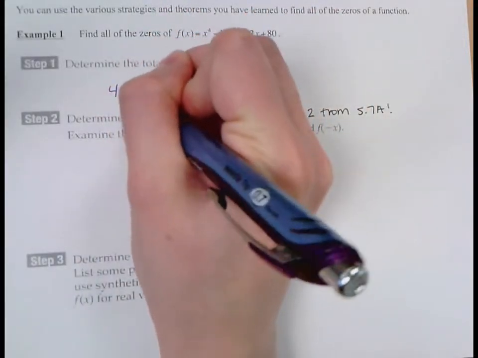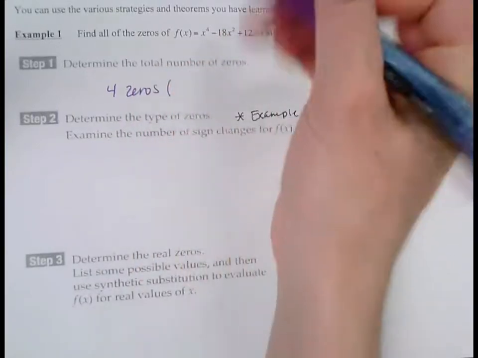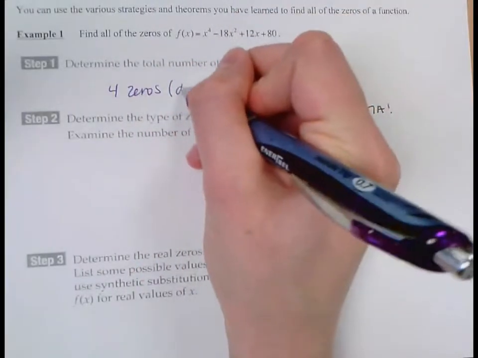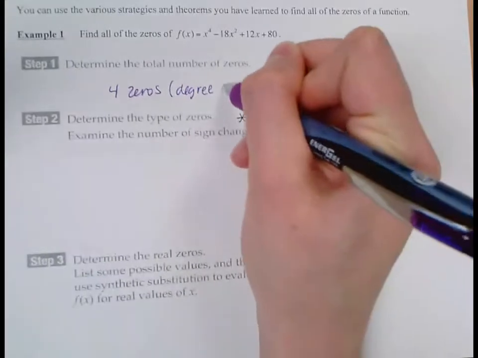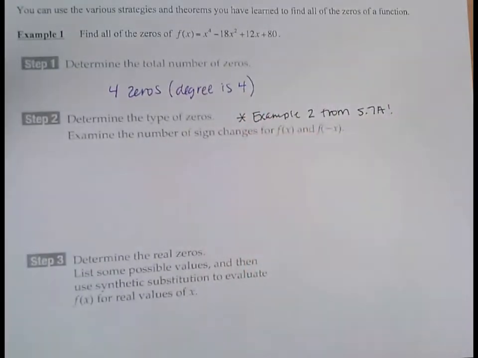4. Why should we have 4? It's the highest exponent. 4 is the degree. So whatever the degree is, that's how many solutions or zeros you should have.